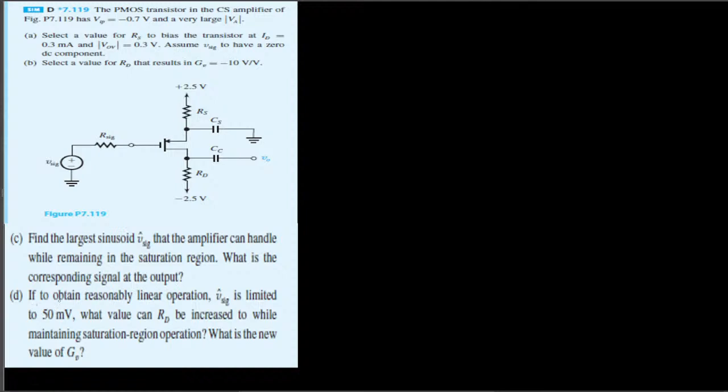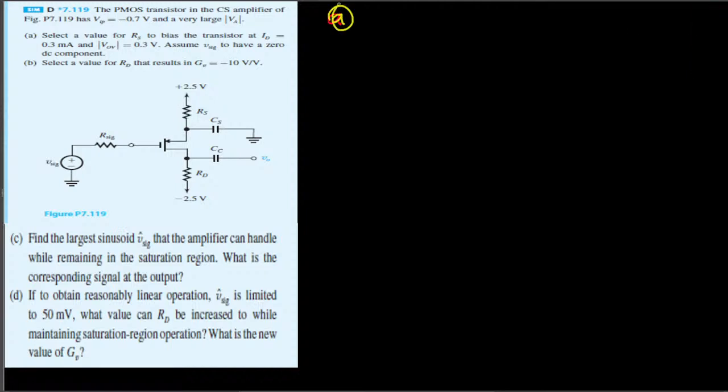And part D is asking, if to obtain reasonably linear operation vsig is limited to 50 millivolts, what value can RD be increased to while maintaining saturation region operation, and what's the new value of the gain? Now let's go ahead and do them one by one. So let's look at the A part.